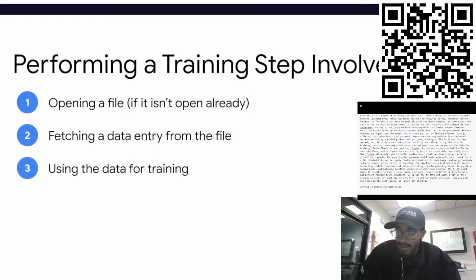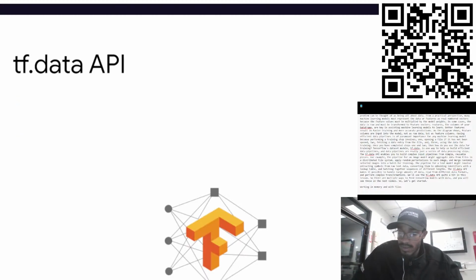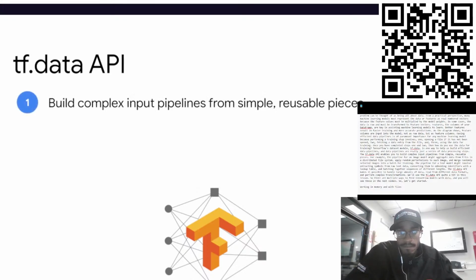Once you have completed steps 1 and 2, then how do you use the data for training? TensorFlow's dataset module, tf.data, is one way to help us build efficient data pipelines. And data pipelines are really just a series of data processing steps. The tf.data API enables you to build complex input pipelines from simple, reusable pieces.